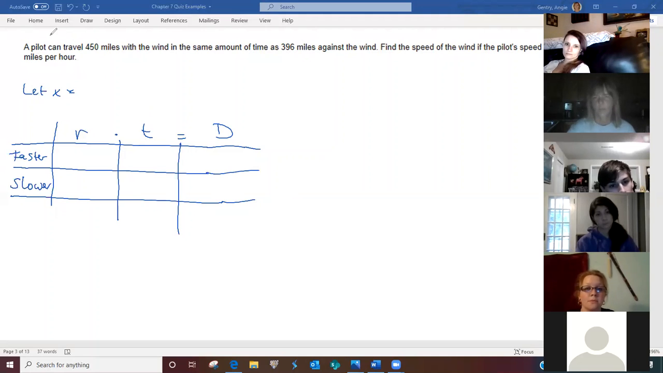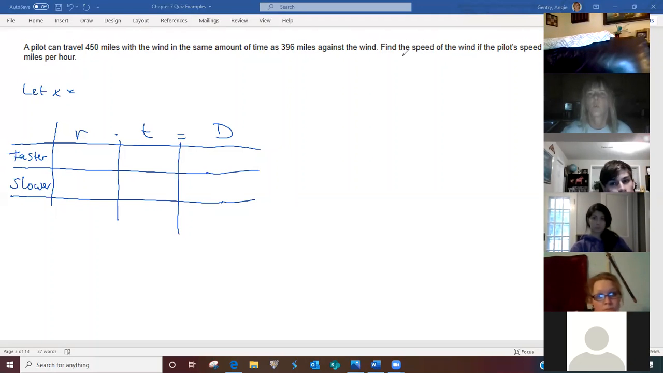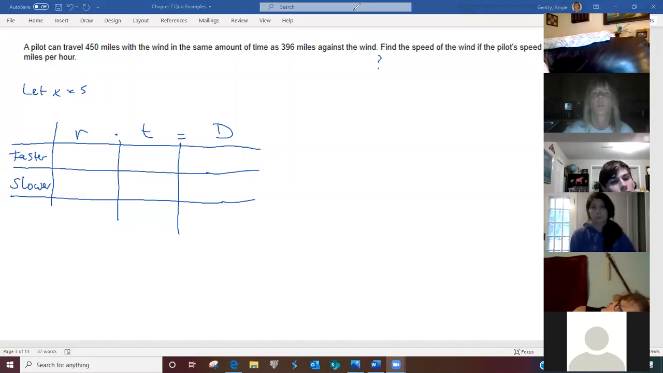Okay, now, I gotta go back and read. A pilot can travel 450 miles with the wind in the same amount of time as 396 miles against the wind. Find the speed of the wind. So what are we looking for? The speed of the wind. You see it? Wind speed is probably what I should say.